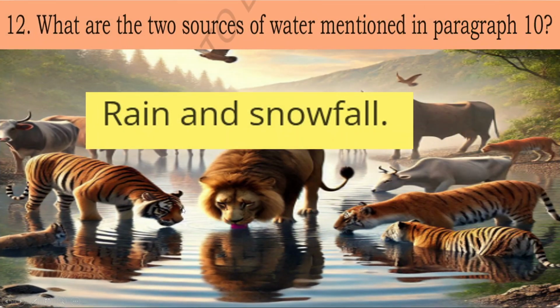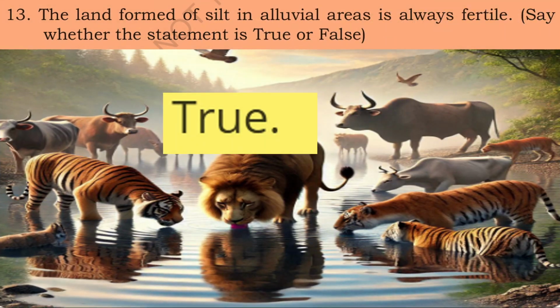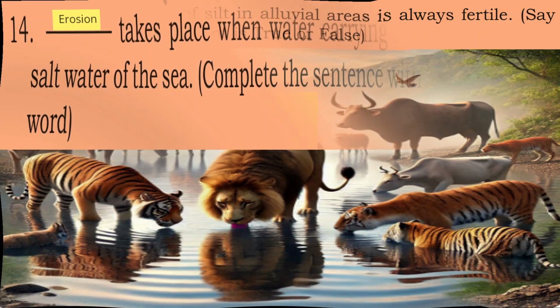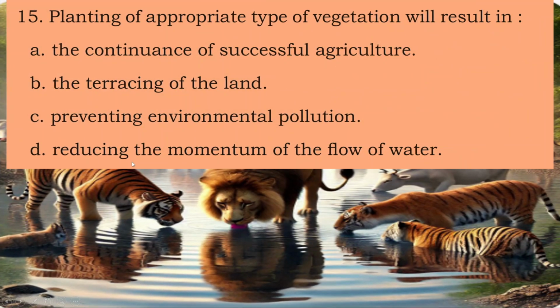12. What are the two sources of water mentioned in paragraph 10? Rain and snowfall. 13th. The land formed of silt in alluvial areas is always fertile. Say whether the statement is true or false. True. 14th. Dash takes place when water carrying silt mixes with the salt water of the sea. Complete the sentence with an appropriate word. The word is erosion.